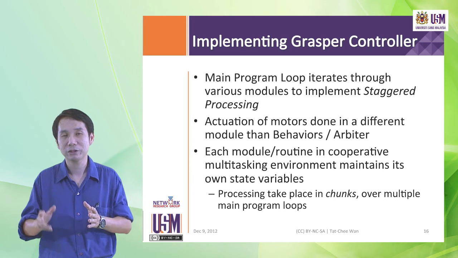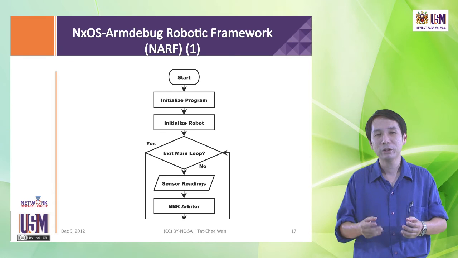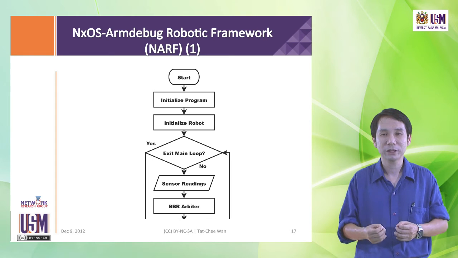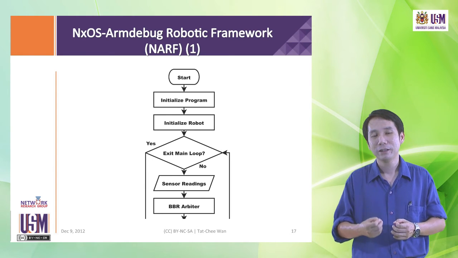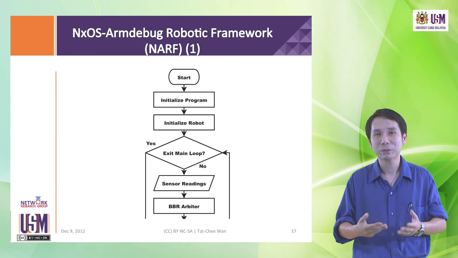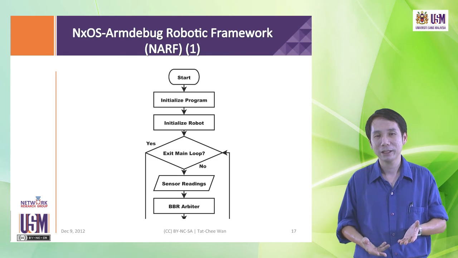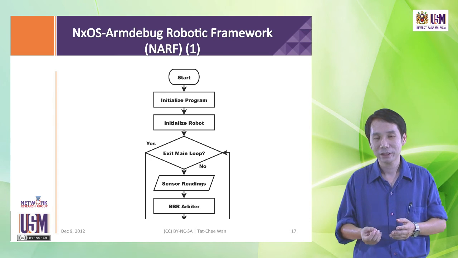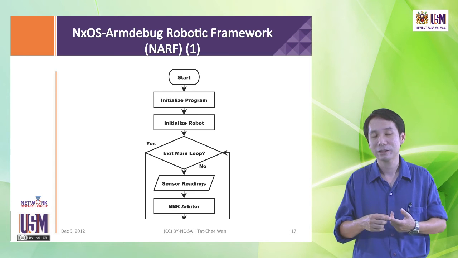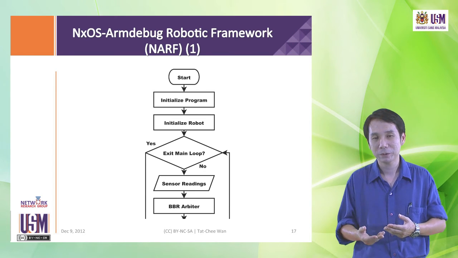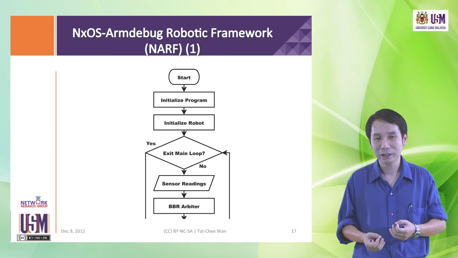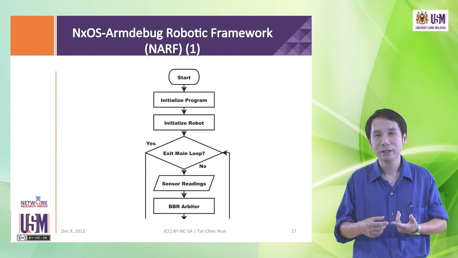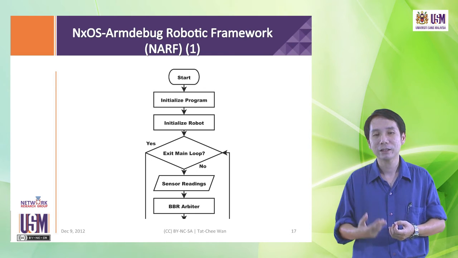Here we look at the NxOS-Armdebug Robotic Framework, or NARF. The flowchart here indicates what happens in the program for the robot from the start to the end. At the top, we see the start bubble, which indicates that the program is initializing various things such as the display and other variables. Then it will go into initialization of the robot, including preparing the sensors and the motors and so on. Next, we will start the main loop.